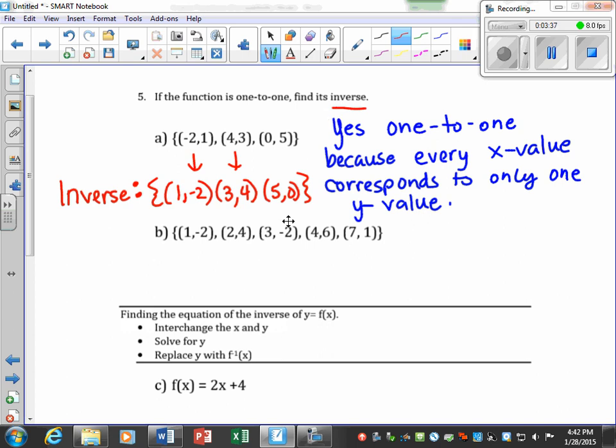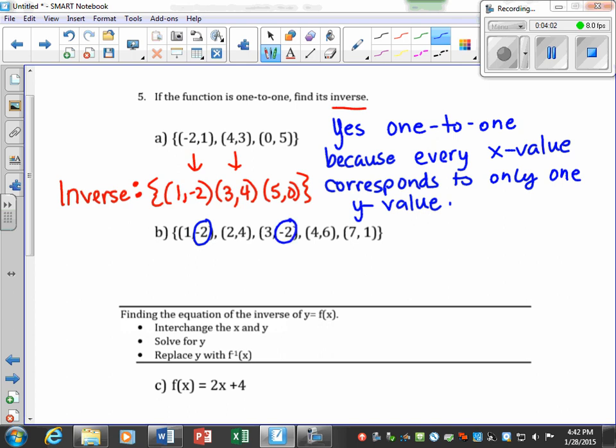Alright, now let's look at B. And the first question is, is this 1-to-1? Well, I'm going to look at my x values, 1, 2, 3, 4, 7. And then corresponding y values. I'm looking at -2, 4, -2. Whoa, I need to go back and check this out.